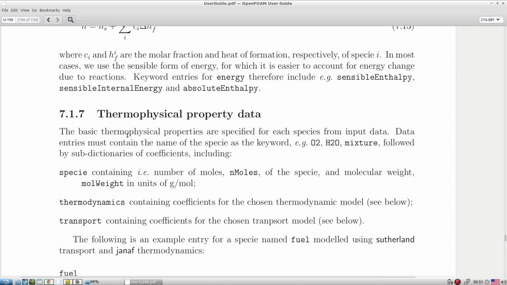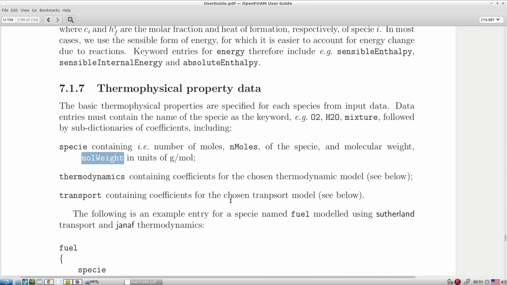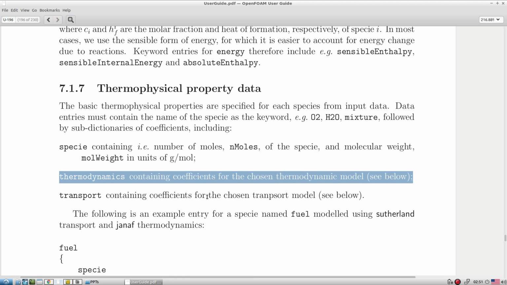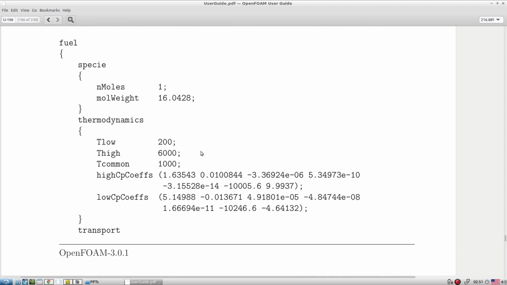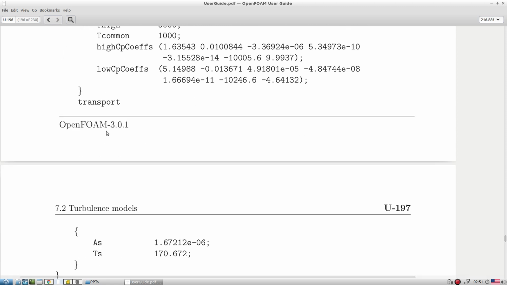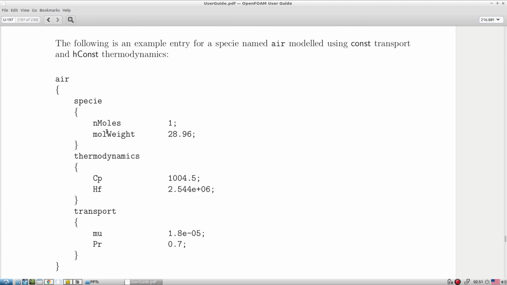Then thermodynamic property data. For that, specie contains nMoles and molecular weight. Then thermodynamics contains the coefficients for choosing the thermodynamic models. Transport contains the coefficients for choosing the transport models. So those are all the different options you have, and that is what is mentioned here.